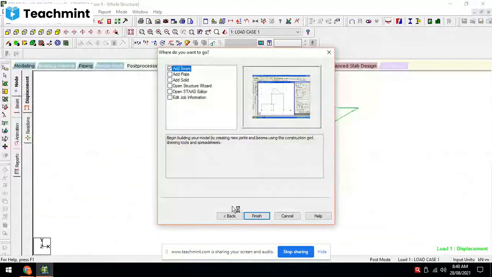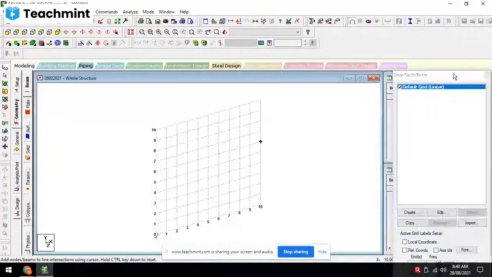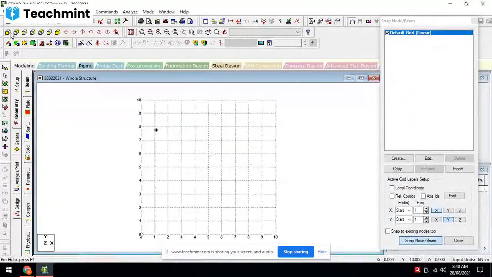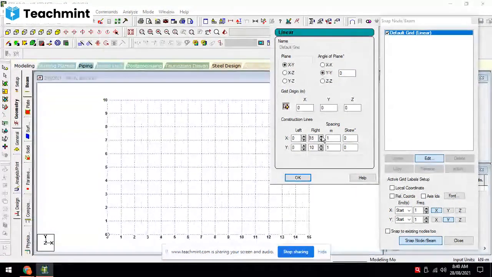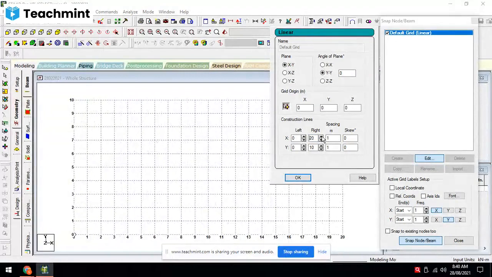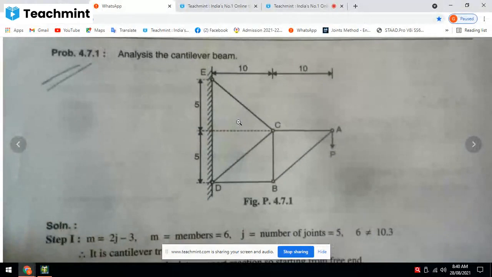Okay, so I will click on the add beam only, finish it. Edit. And 5 meter is okay. 5 plus 5, no? 5 plus 5, 10 vertical, horizontal 20.